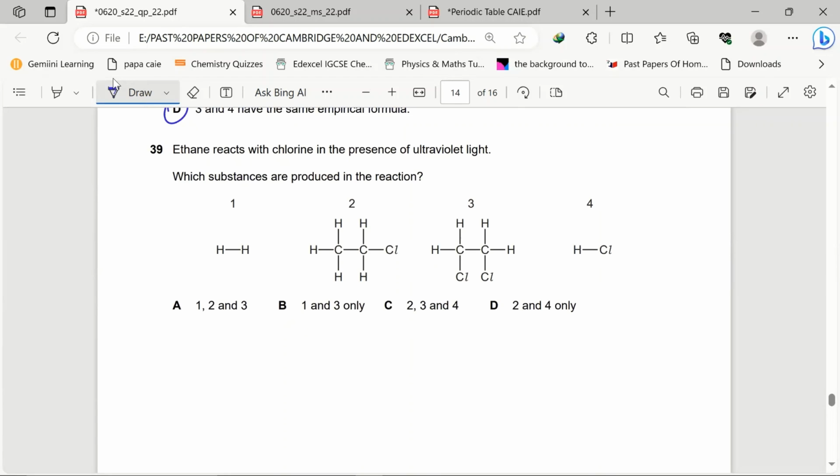Number 39, ethane reacts with chlorine in the presence of ultraviolet light. Which substances are produced in the reaction? So hydrogen is not produced. If ethane reacts, we know one of the hydrogens will be substituted from ethane. So 2 is correct. And this one, if 2 of the hydrogens are substituted, then it is also possible. And 4, HCl is always produced. So 3 should also be correct. So 2, 3, and 4 should be the correct answer, because there can be di-substitution. And HCl, this we understand.